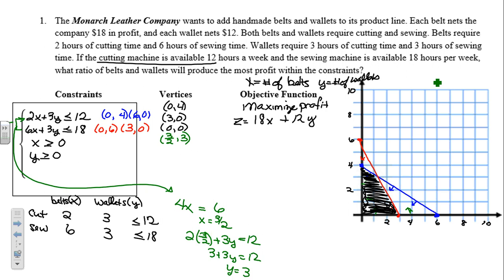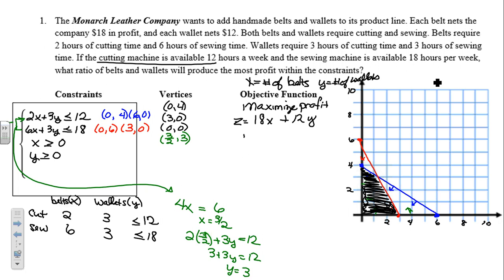Which of those 4 points is going to maximize our profit? This is what we did yesterday, but today we add one last step. We say, now I've got these 4 vertices, and I want to see when I maximize my profit. What's the best scenario? So plug them all in.